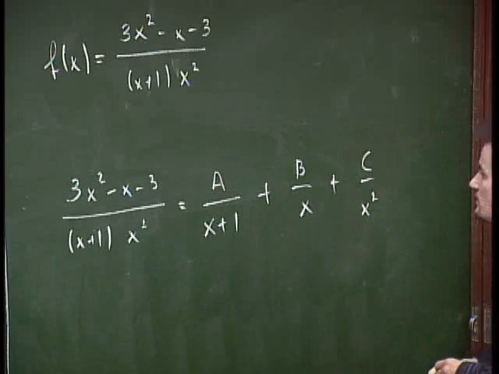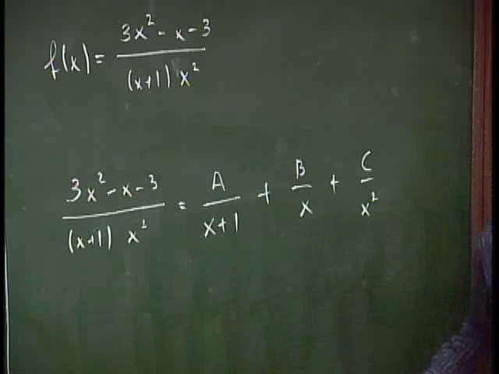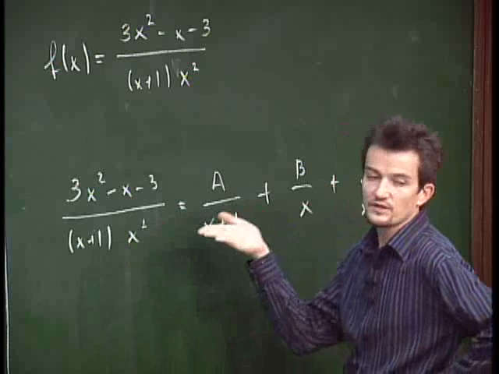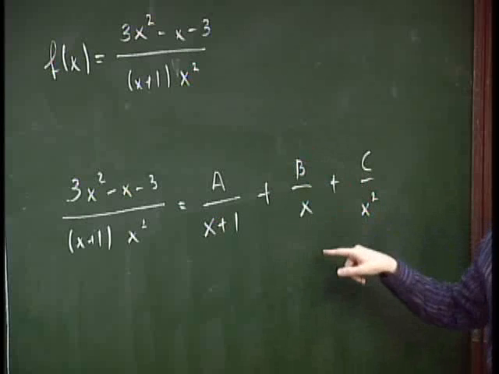Now, the task is again to compute a, b, and c. So again, you have 2 methods. One method is multiplying everything with x squared times x plus 1, and then comparing coefficients. The second method is choosing values for x. Now, for the first case, we saw that choosing values for x is much more successful. Here, it's a little bit more tricky to choose good values. So the troublemaker is this one here.